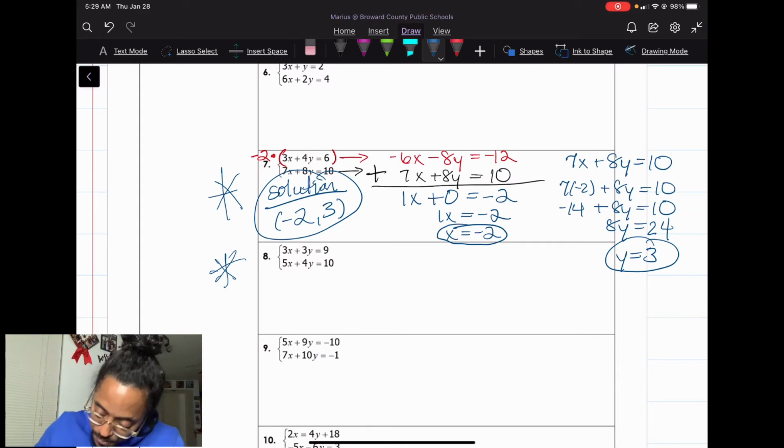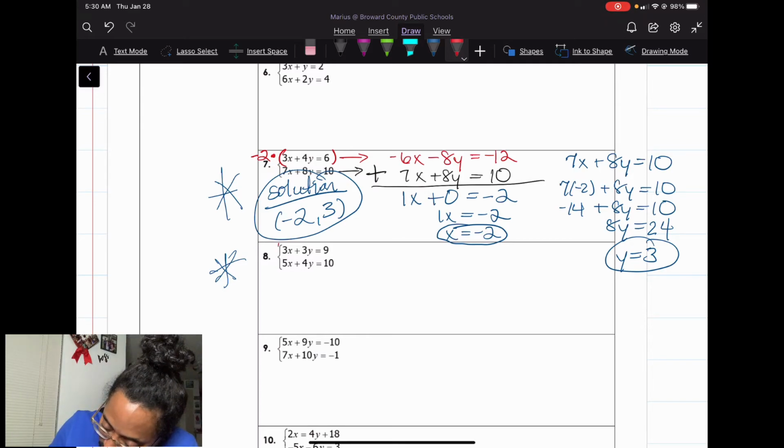For this one, let's choose the x's. I'm gonna multiply the first equation by negative 5. I'm gonna multiply the second equation by positive 3. So multiply everything in the first equation by negative 5, and multiply everything in the second equation by positive 3.